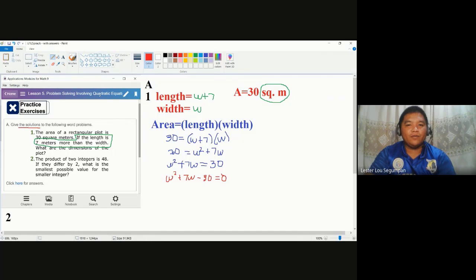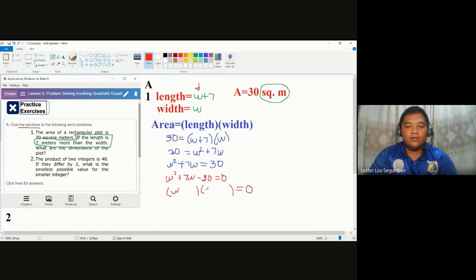Since we are solving for the measurement of the length and the width, we could solve the measurement of the length if we could have the value of W, or the width. So we are looking for the value of W which can make this equal to 0. We can use the quadratic formula if you want, but of course, we could still use the factoring method to solve for the solutions, or the roots, of the quadratic equation.